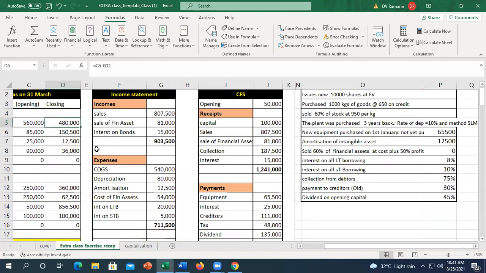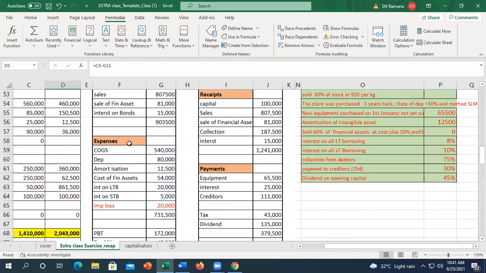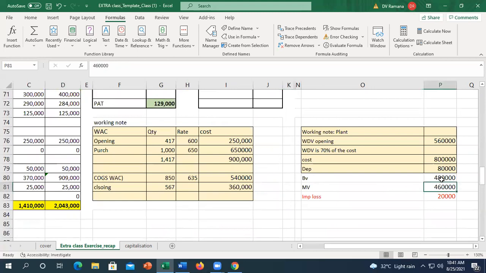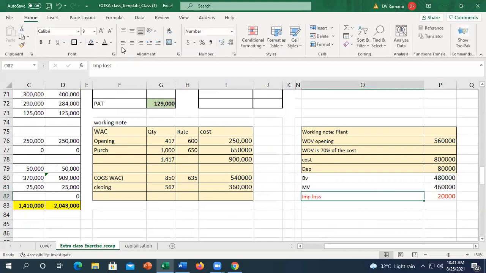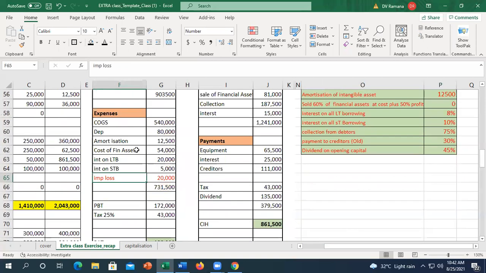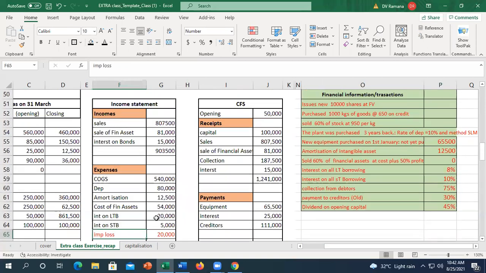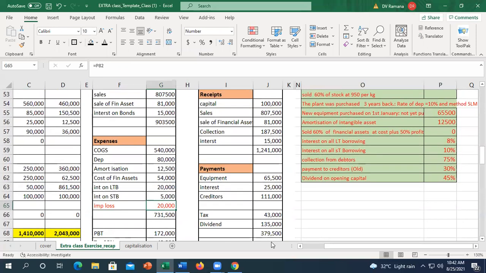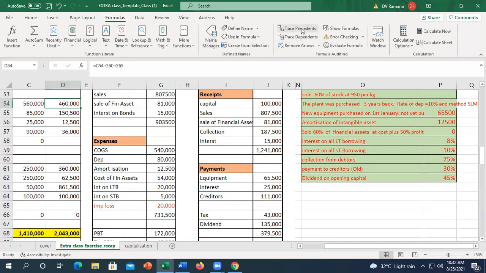480,000 is the book value. But if the market value would have been given, in this case, the book value is 480. Market value is 460. And so there is an impairment loss. If there is an impairment loss, as per the Ind AS 16, you have to show that. So the impairment loss will be shown in the income statement immediately in that year. So as impairment loss, and the value of the plant will reduce to that extent. You can see that 560 minus depreciation minus impairment.